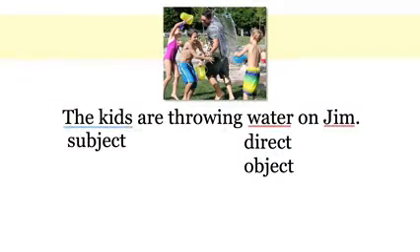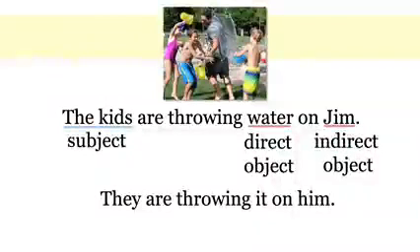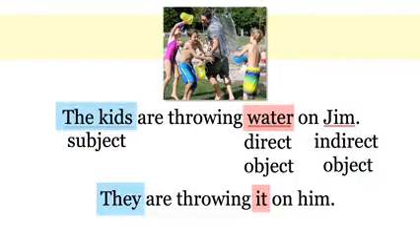Now we still have Jim over here. The kids aren't throwing Jim, but he still gets wet from the water. So Jim is an indirect object. If I shorten this sentence and replace all of these nouns with pronouns, I get: they are throwing it on him. And in this sentence, the kids are they, the water is it, and Jim is him. It may seem complicated, but we use the same object pronouns whether it's a direct object or an indirect object.